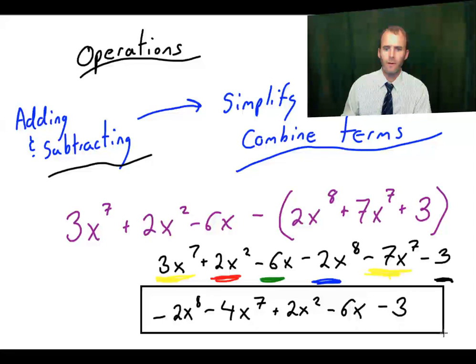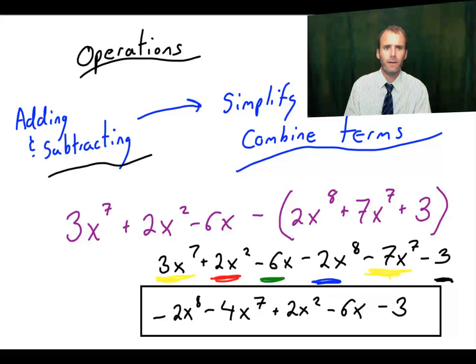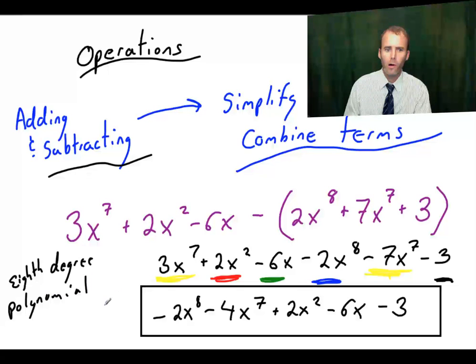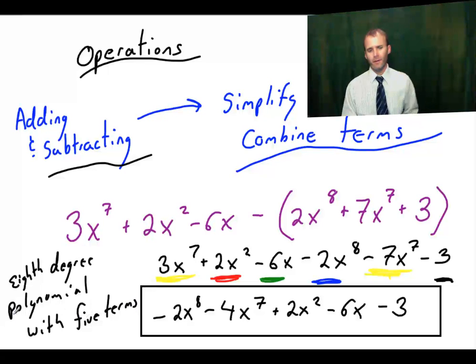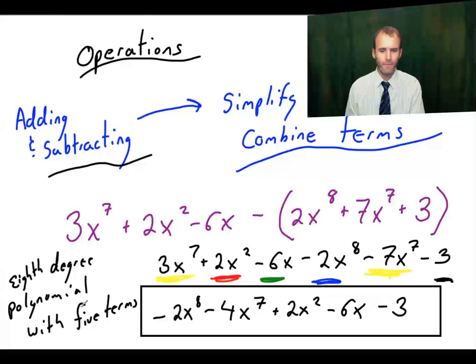So I have this final answer. And if I look at this, let's name this. Well, we have to the 8th degree, so we'll call it an 8th degree polynomial with 1, 2, 3, 4, 5 terms. So with 5 terms. And we have the name for it with the two basic parts: the 8th degree, and it has 5 terms. So 8th degree polynomial with 5 terms. Not a fancy name, but that accurately describes what this is.